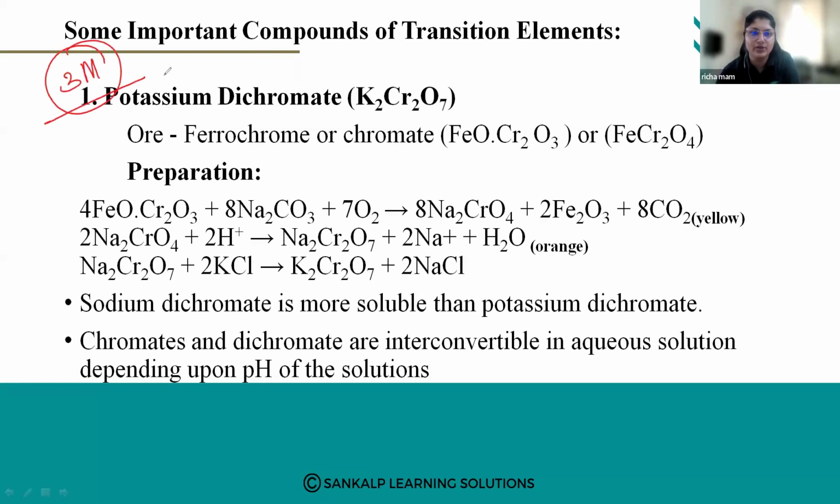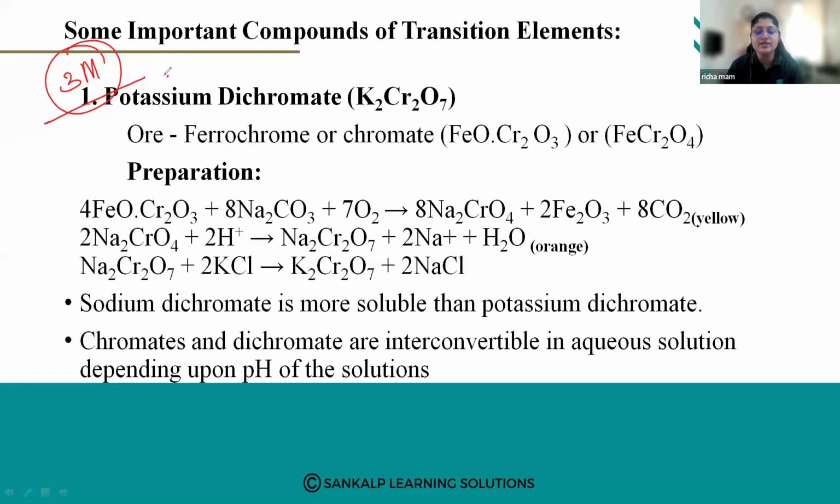They'll ask you the preparation of either potassium dichromate or potassium permanganate. So how does the preparation take place? These are some of the important compounds of transition elements. The two main important compounds we are going to discuss, and based on that, one is a sure question. Anyone is a sure question.